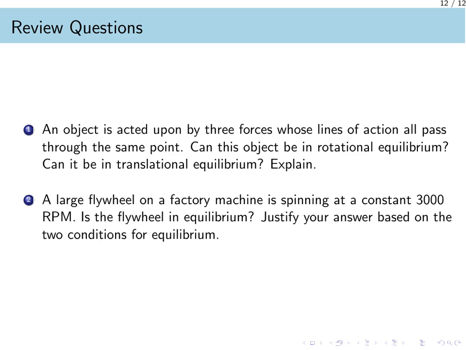Next, think about the flywheel spinning at a constant rate. A constant angular velocity means the angular acceleration is zero. This implies the net torque is zero, so the flywheel is in rotational equilibrium. Since its center of mass is not accelerating, the net force is also zero, meaning it is in translational equilibrium as well. This is a great example of an object in equilibrium that is not in static equilibrium, because it is still moving. The key idea is that equilibrium requires zero net force and zero net torque, which means zero acceleration, not necessarily zero motion.